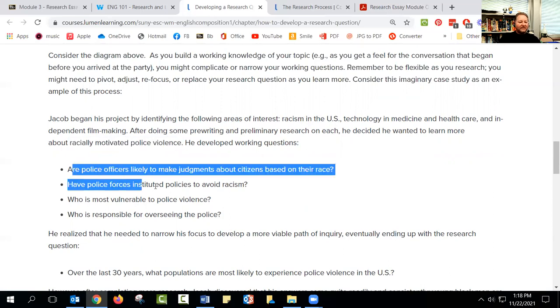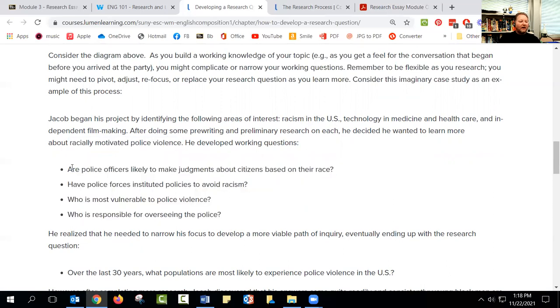So then he generates these questions, right? Are police officers likely to make judgments about citizens based on their race? That's a valid question, right? And the answer isn't yes or no, right? It can be yes because of these things, or yes in these instances, or it could be no for these reasons, or no in these instances. The purpose of asking these questions isn't to know the answer. It's to help you think of different angles for how you could talk about the topic, all right?